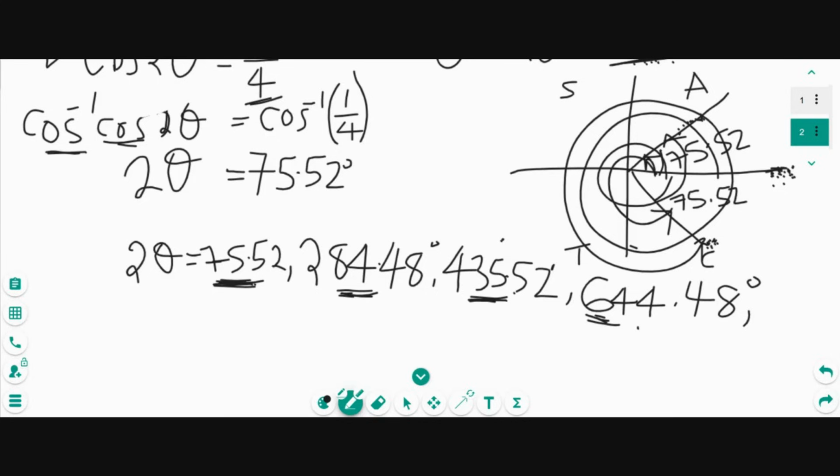However, my question wants the value of theta, not 2 theta. So what I do, I divide everything by 2. So I get 75.52 divided by 2, which gives 37.76 degrees. Then 284.48 divided by 2 gives you 142.24.